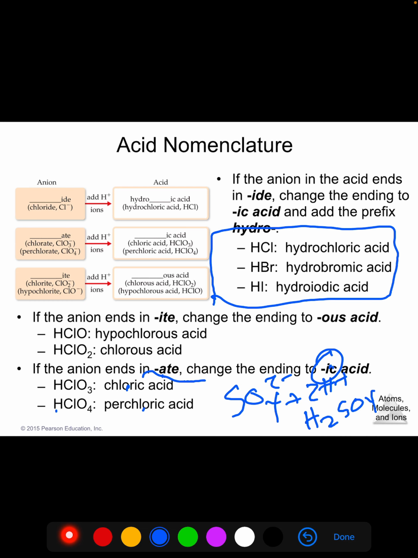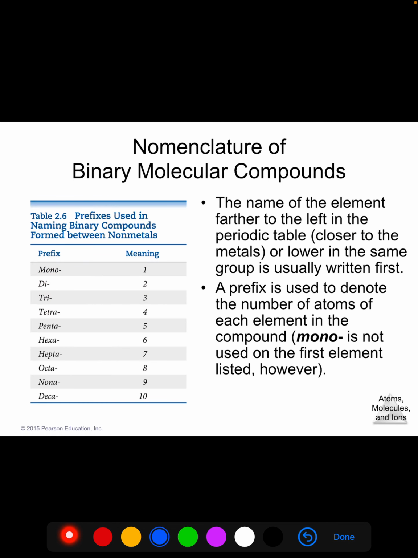If I start with nitrite, if I start with the ite salt, I end up with the ous acid. So I know these relationships because I've been doing this for 40 years. But in time, hopefully you'll learn and get some of this nomenclature.